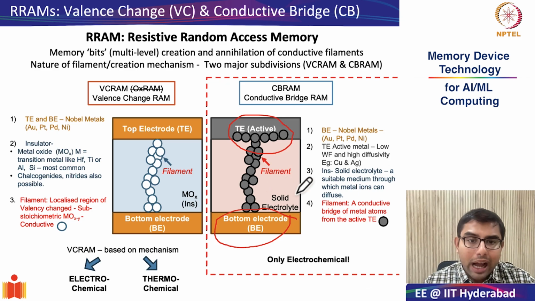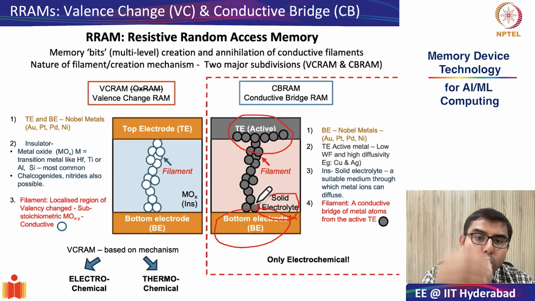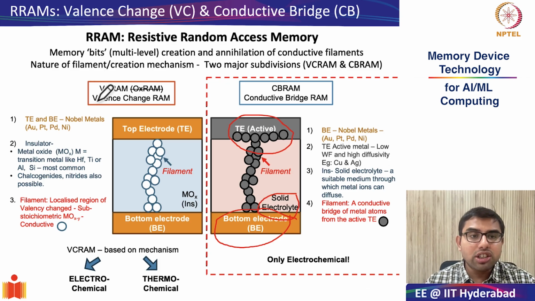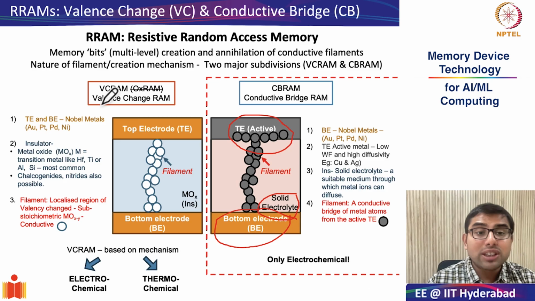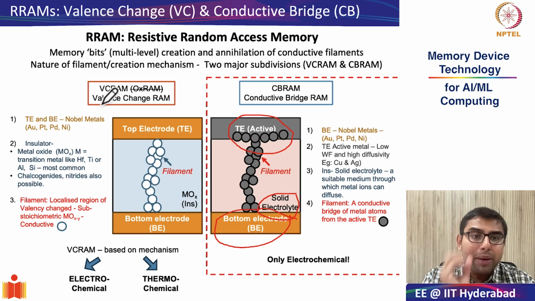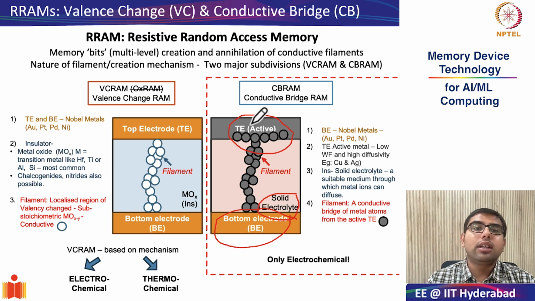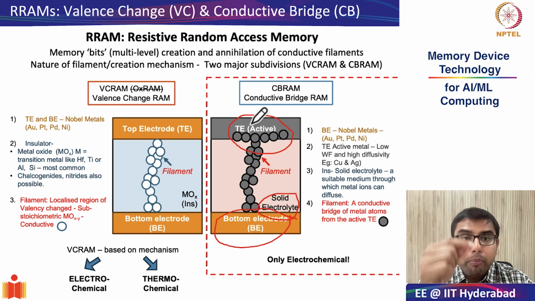In between, you had a solid electrolyte which allowed the filament formation through the diffusion of these copper and silver cations. Therefore, in valence change RRAMs, while the filament was forming due to the movement of oxygen anions or some anion, in conductive bridge RAM, we will see that the filament formation is happening due to the movement of cations. So how does that happen?